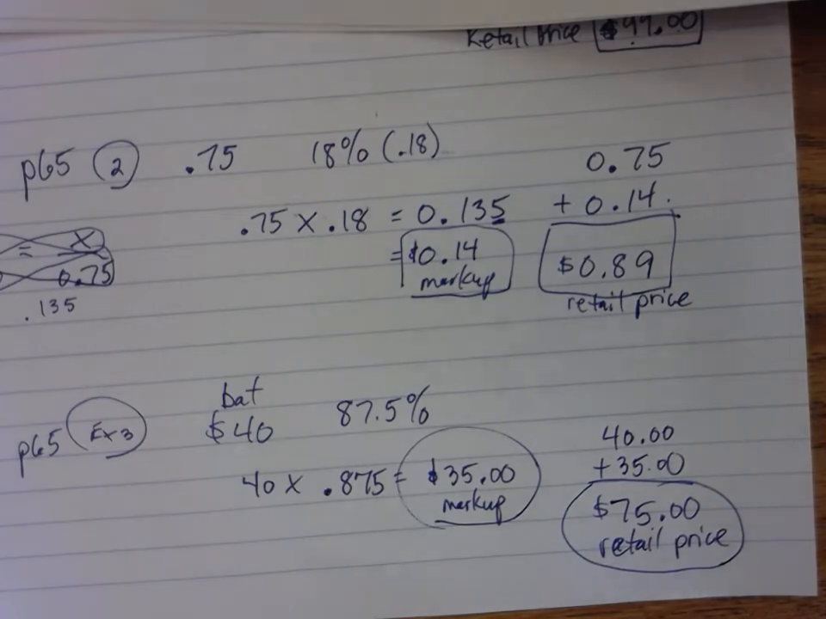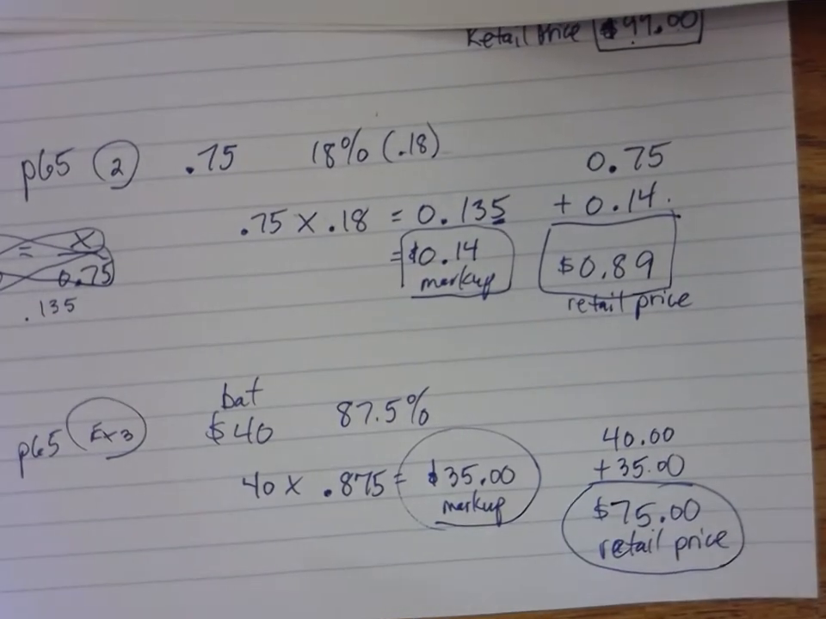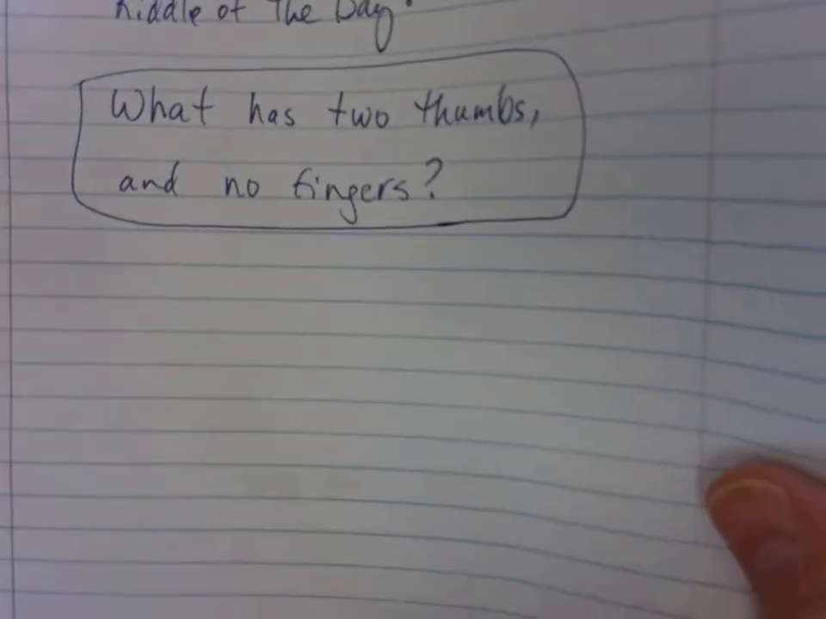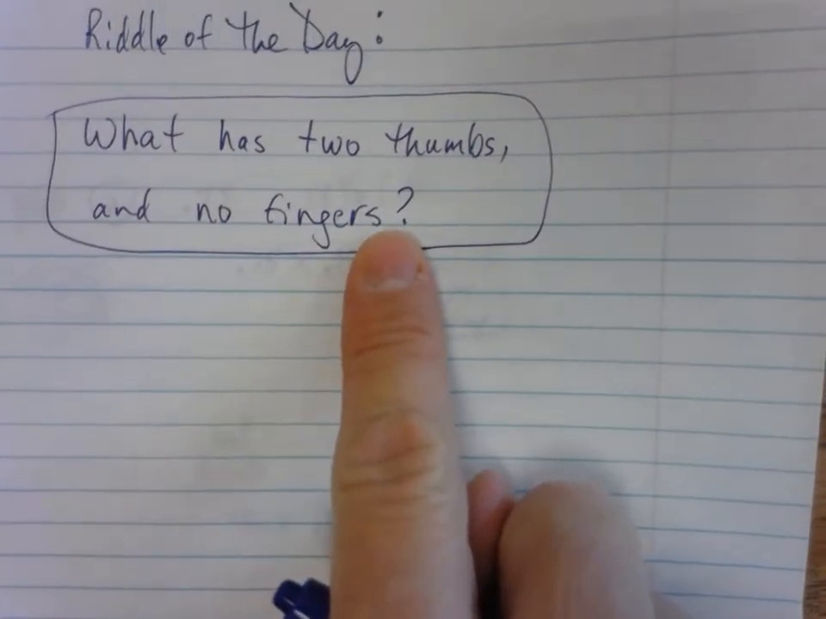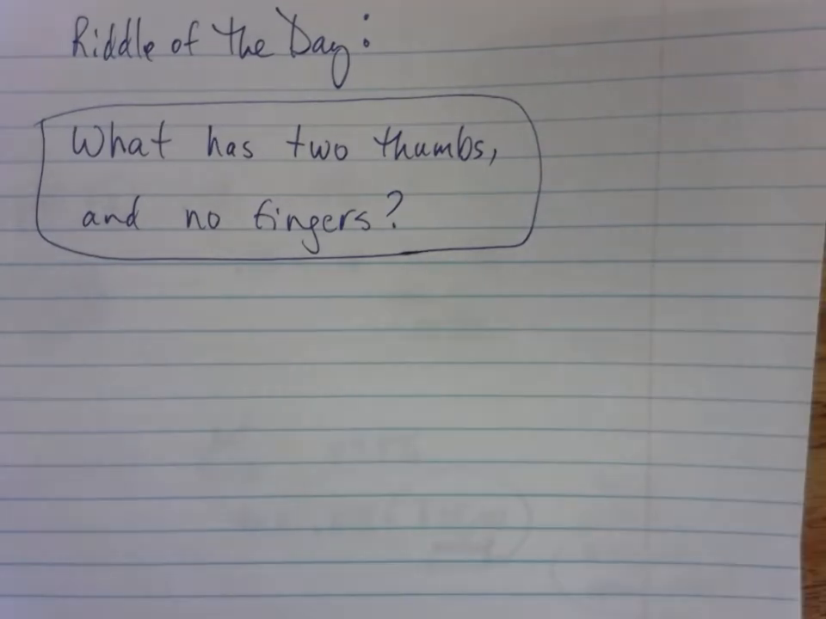All right, let's throw the riddle in here before we go and review a couple things to finish it out. So this was the riddle from the other day. Not too many people gave me that answer. What has 2 thumbs and no fingers? The right answer to that was a pair of mittens.